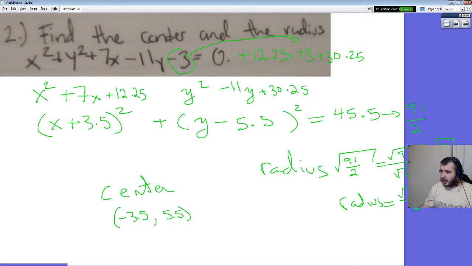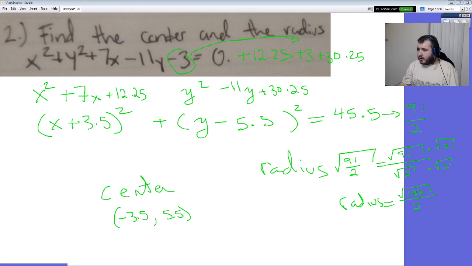I'm covering the work I did over here. Let's show that real quick. So rationalizing means multiply the top and the bottom by the radical down there. And then this right here is your final answer, radical 1/82/2.